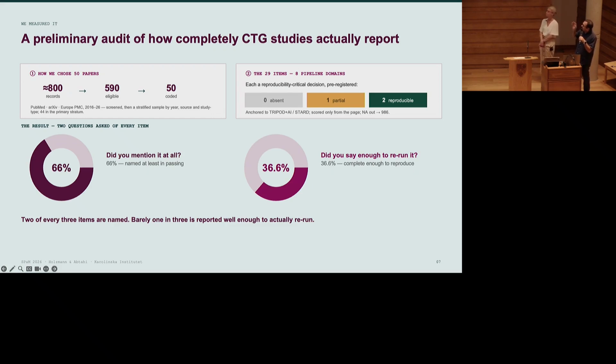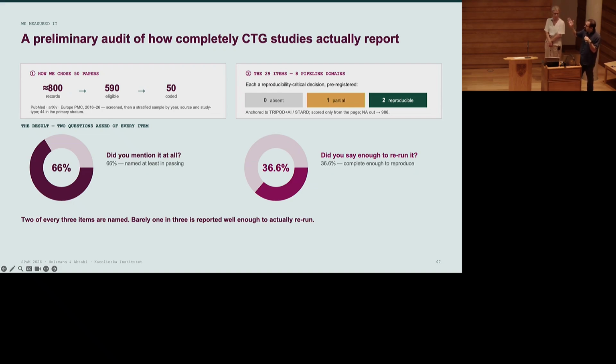I tried to make 29 items that I was creating for myself, to be honest, because when I look at what we published before, I say, okay, we could have reported more. So I made this list for ourselves. And then I had these 29 items, and I tried to see if I could actually find them in those papers.